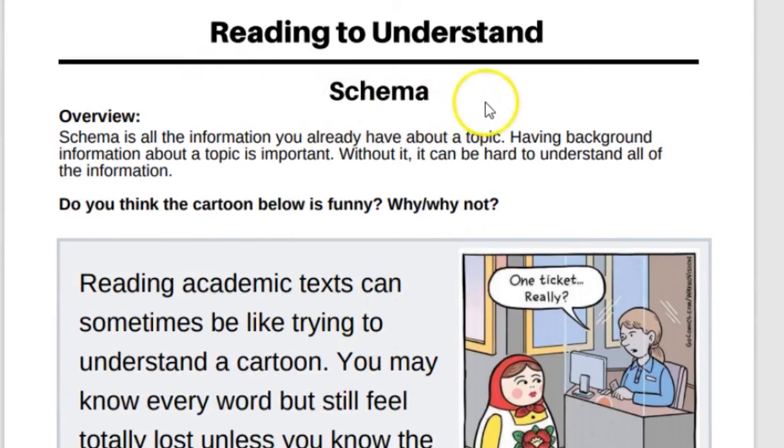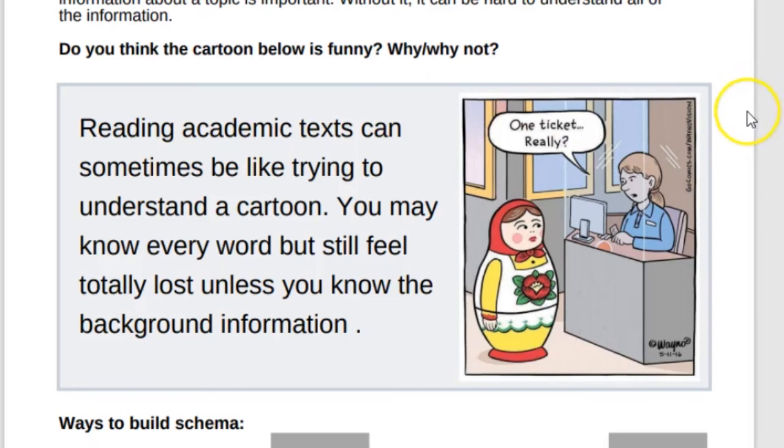Lastly, schema. Schema is the information you already know about the topic. Having background information about a topic is important. Without it, it's hard to understand all the information. Do you think this cartoon is funny?